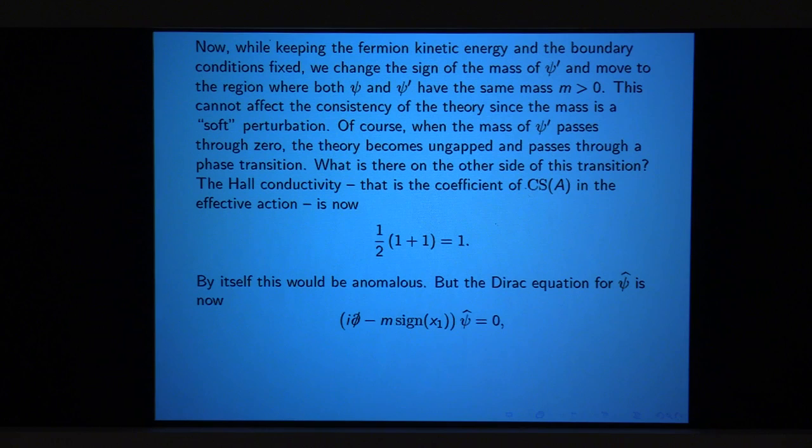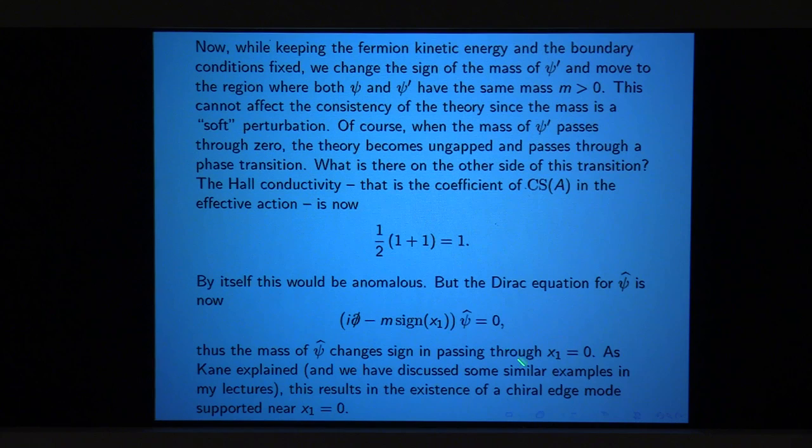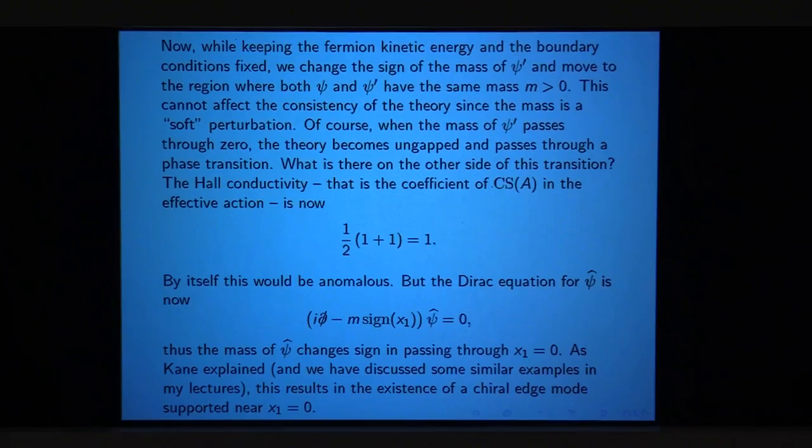Now it was psi and psi prime that had constant masses, but because the mass is odd under reflection, where x1 is negative, the mass becomes negative. So now we have a three-dimensional fermion whose mass is positive on one side and negative on the other side. And the fact that the mass of psi hat changes sign in passing through x1 equals 0 means that now there is a chiral edge mode. In other words, psi hat does have modes that are localized near x1 equals 0, and the explicit ansatz is like this.